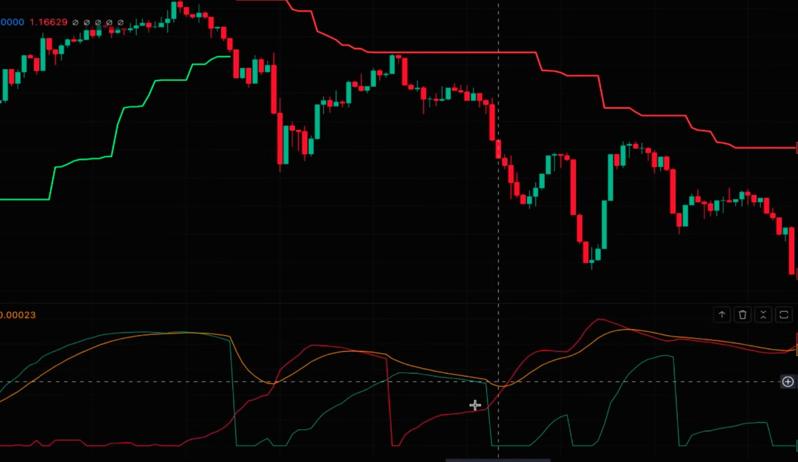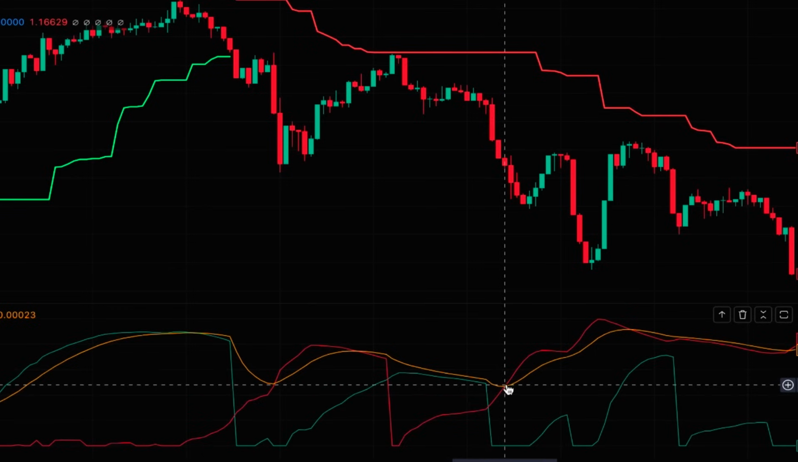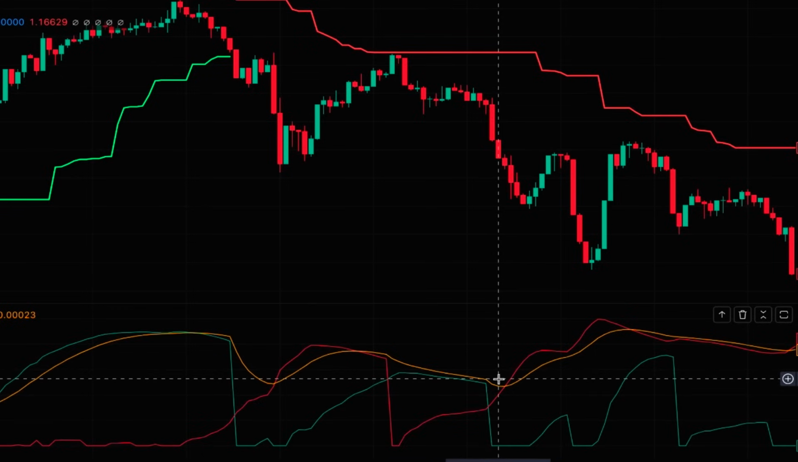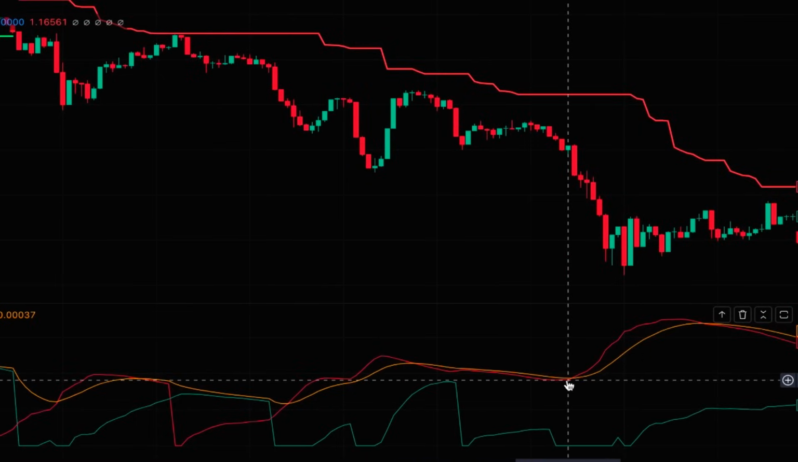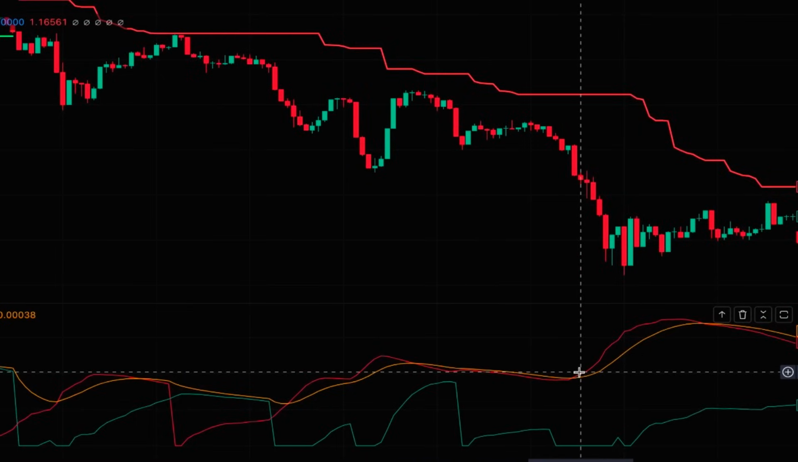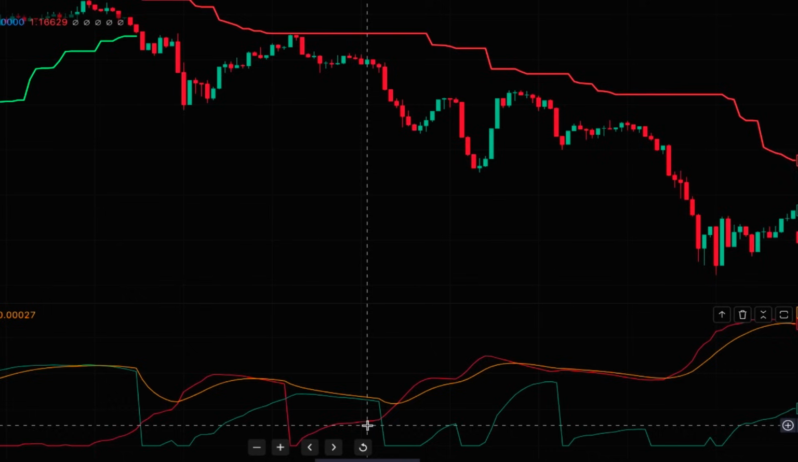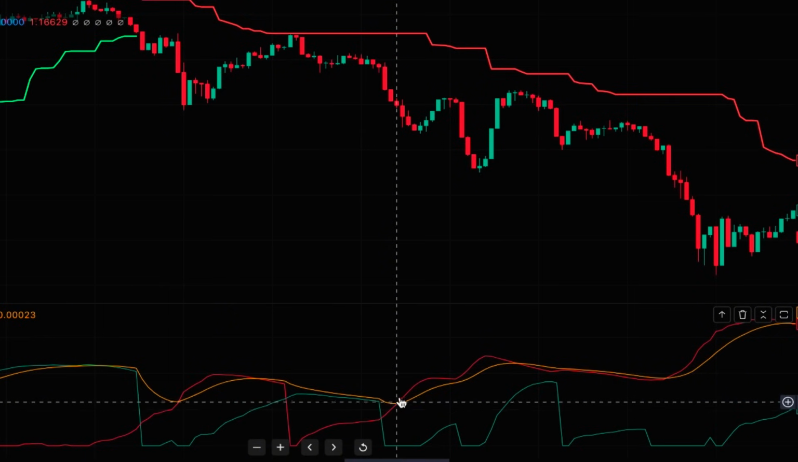In the next step, we want the red line to cross above the green line, and after that cross above the orange line. This is the exact setup that we are looking for. For example, in this one the red line went below the orange line and then crossed above the orange line. This is not accepted. We want exactly like this, where the red line is below the other two, and then the red line crosses above the green line, and after that it crosses above the orange line.